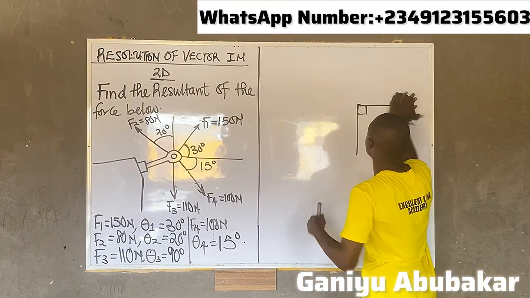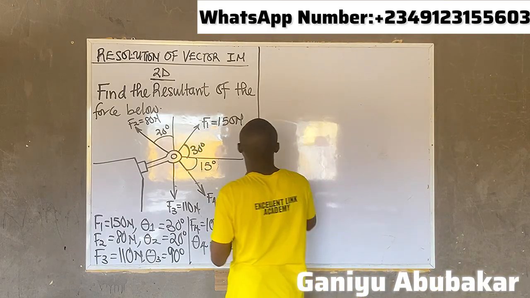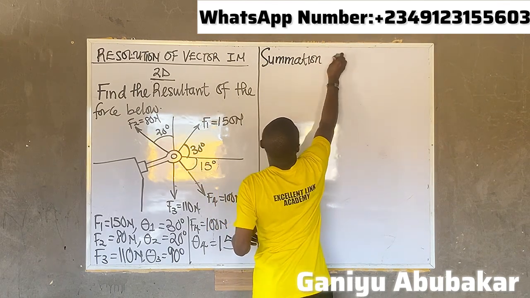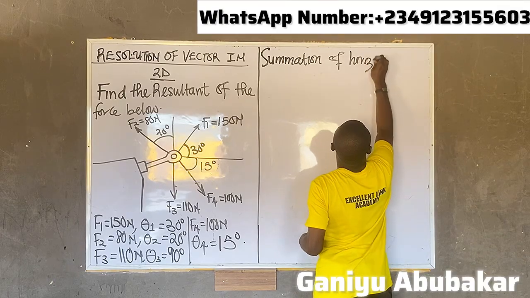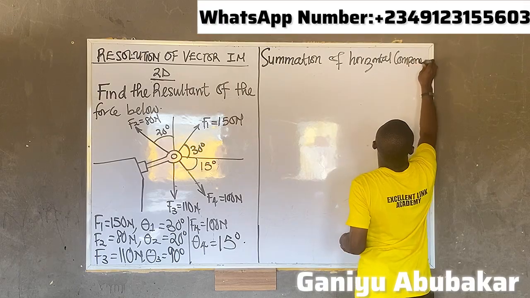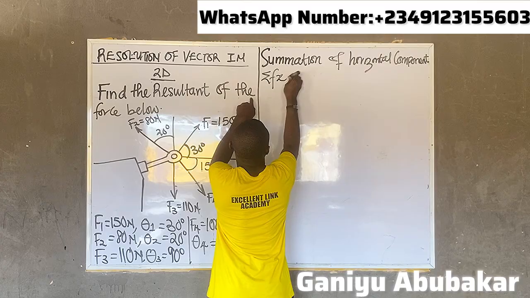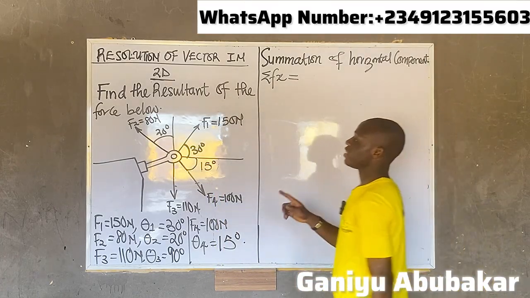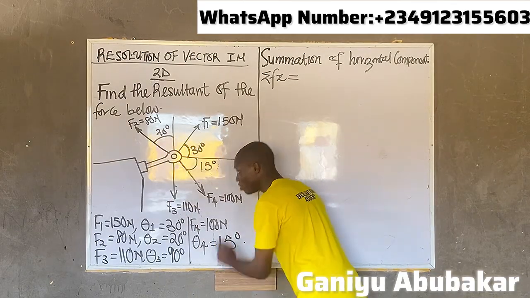So first things first, my first procedure here is to get the summation of horizontal components. So that becomes your summation of Fx equal to, now listen. In this case here, I'm given first quadrant, second quadrant, and the fourth quadrant.